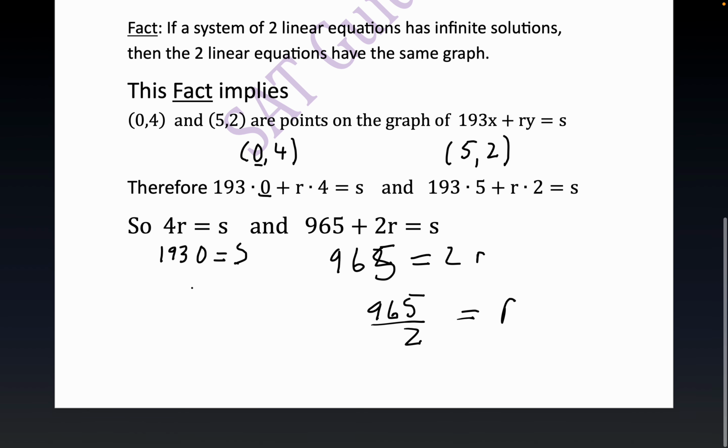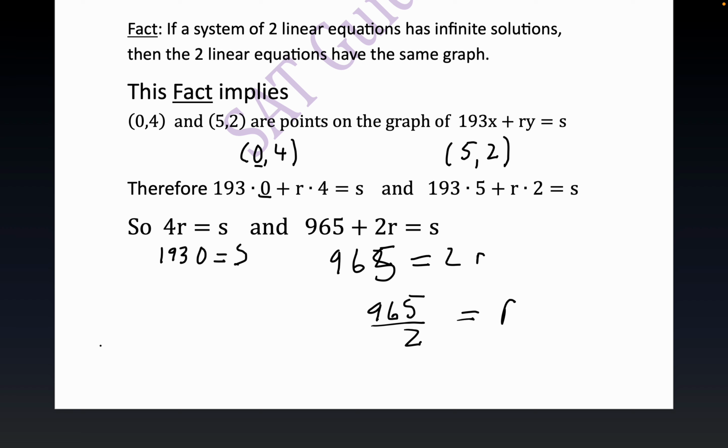Okay. Now, so S plus R, I'll write it just in that order since that's how we have it written down here. S plus R is equal to 1930. I'm trying to leave room here. 1930 plus 965 over 2. Okay, y'all, and I'm going to come down here a little south. So to get a common denominator, we have to multiply this by 2.